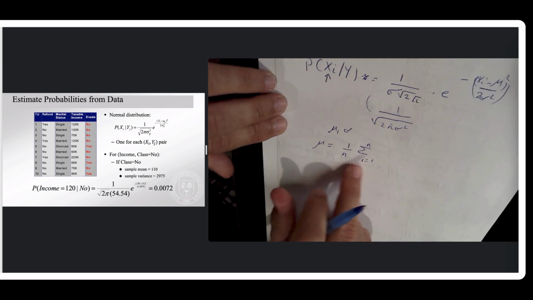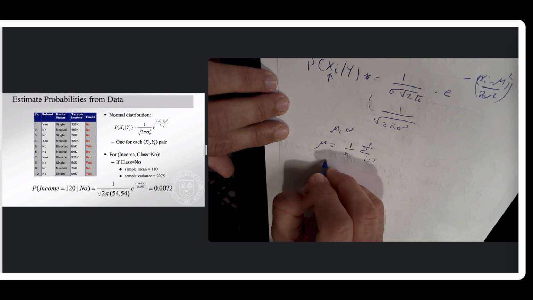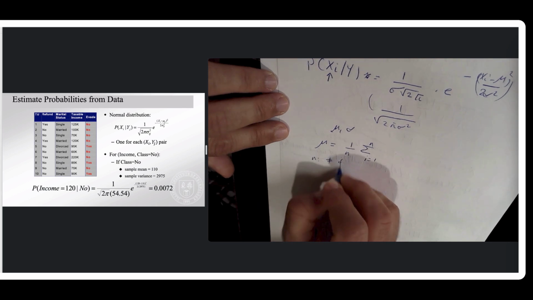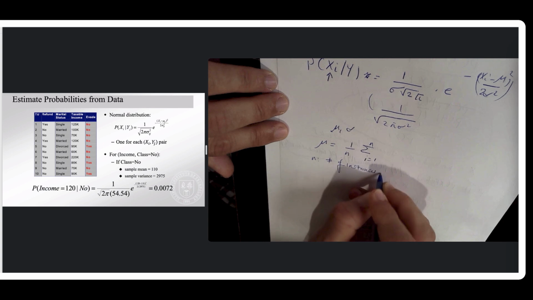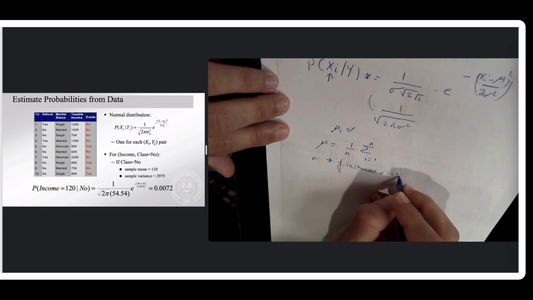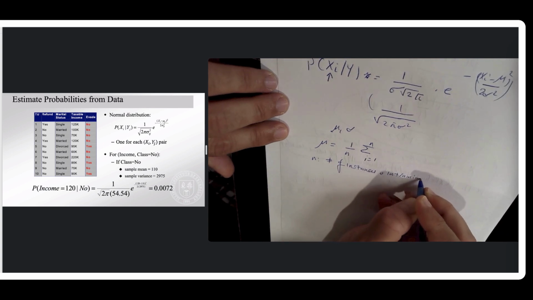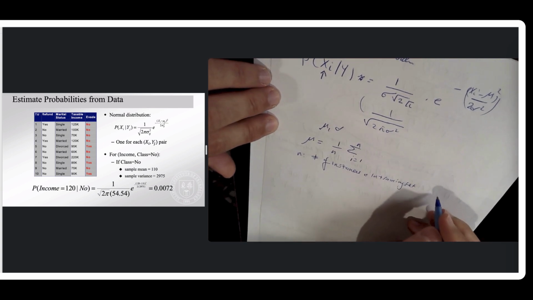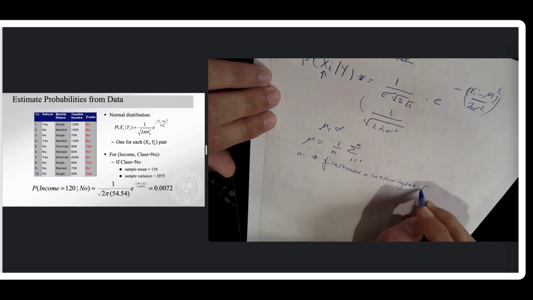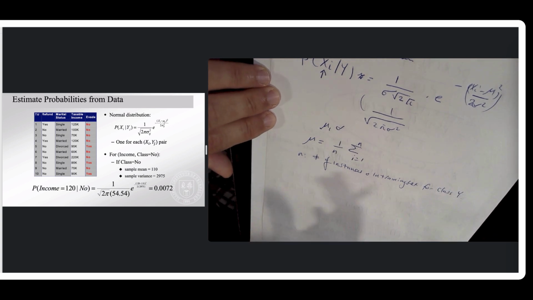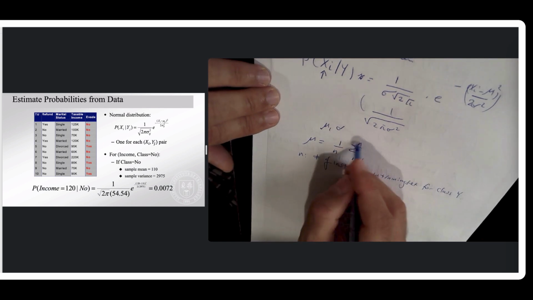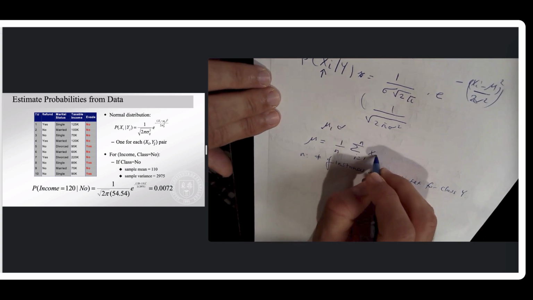Again, what's n here? n is the number of instances in the training set data for class y. If y equal yes, that means in our case 3, right? If class y equal no, that means we have a 7. So it depends on the value, and this is xi.